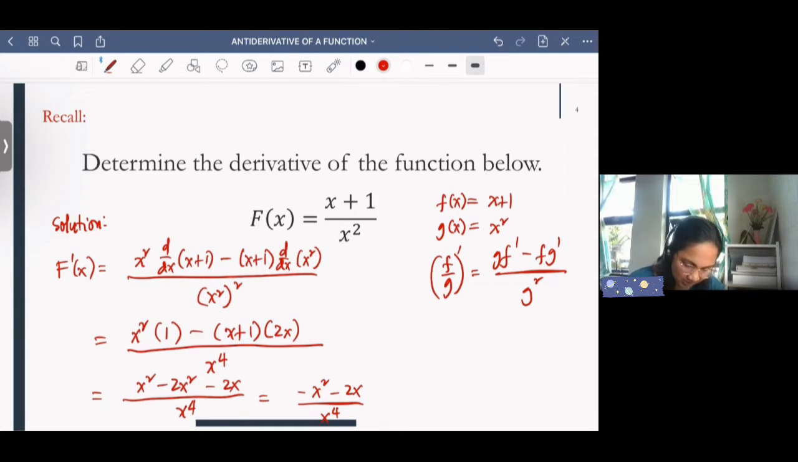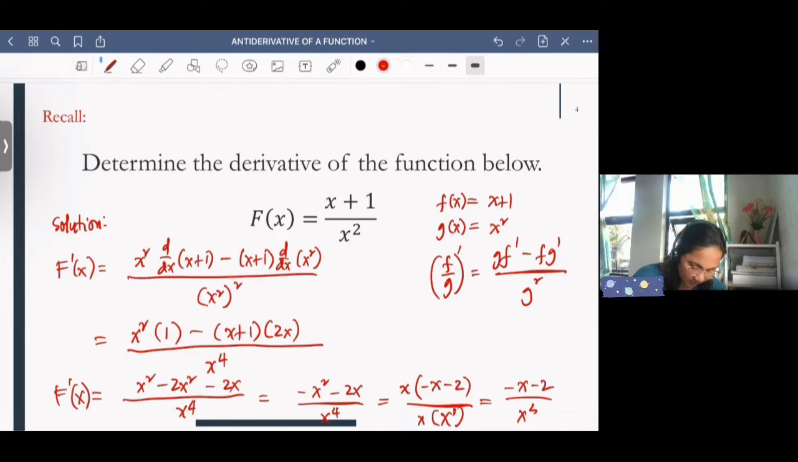out x in order to simplify the derivative. Although we were able to get already the derivative of the function, I think we can still simplify this one. So if we factor out x for both numerator and denominator, this will be negative x minus 2 divided by x times x cubed. So, we have negative x minus 2 over x cubed as the derivative of capital F of x.